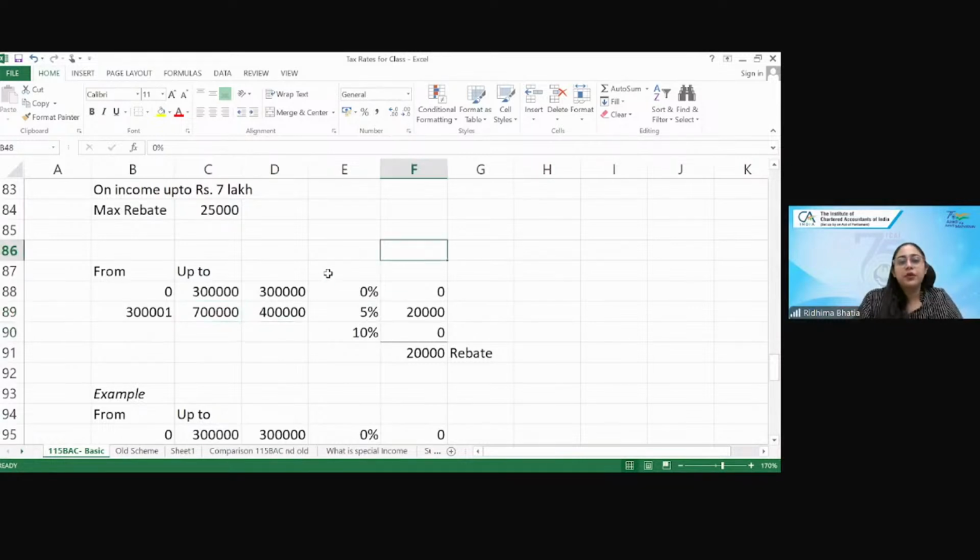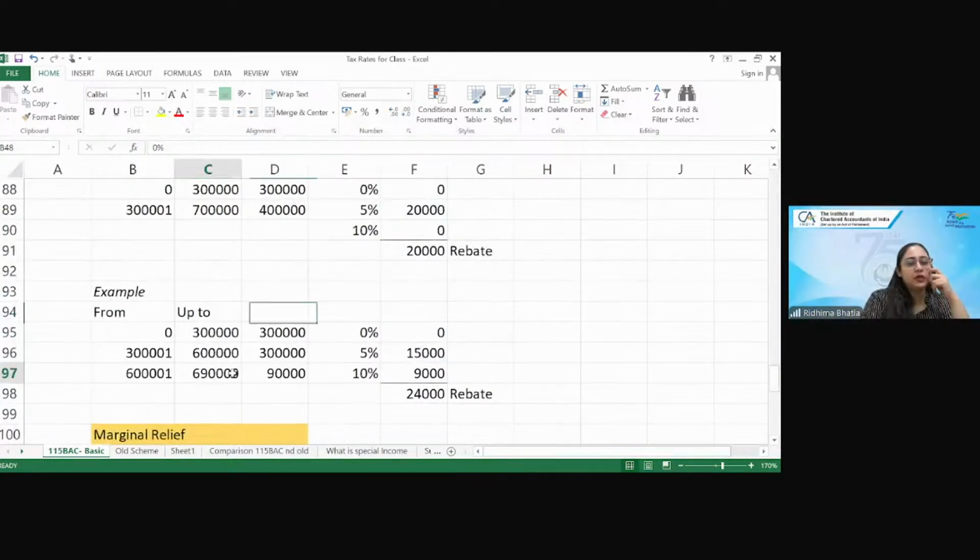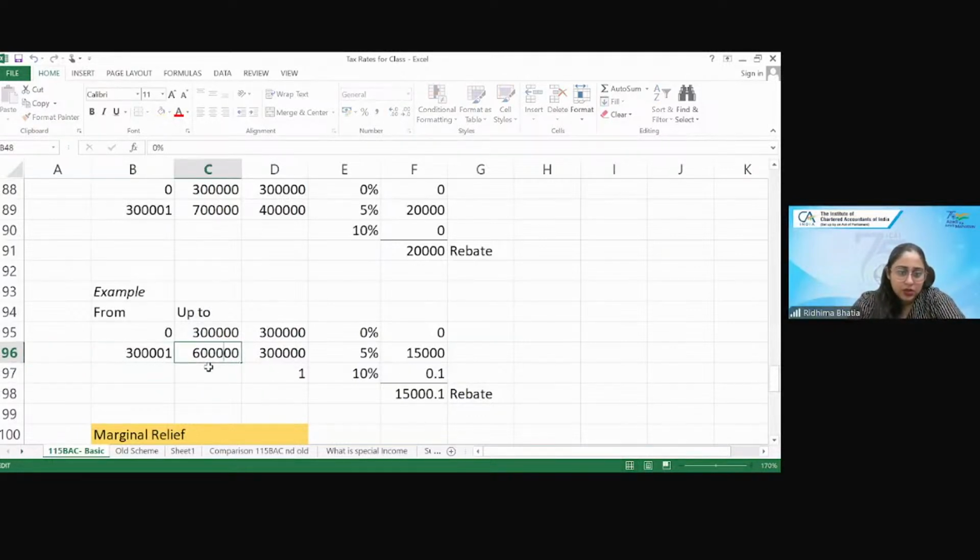Though technically on an income up to 7 lakhs, tax comes to 20,000 max if there is no special rate income. But rebate here is given up to 25,000. So, for example, if you have an income of 6 lakh 90,000, we will change it here. Tax on 6 lakh 90,000 comes to 19,500. This 19,500 would be your full rebate.